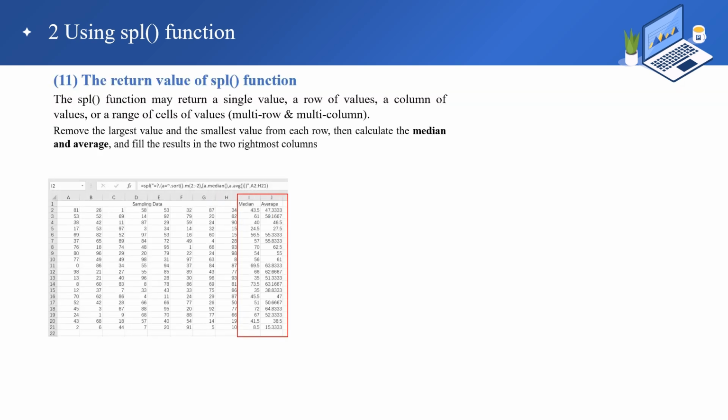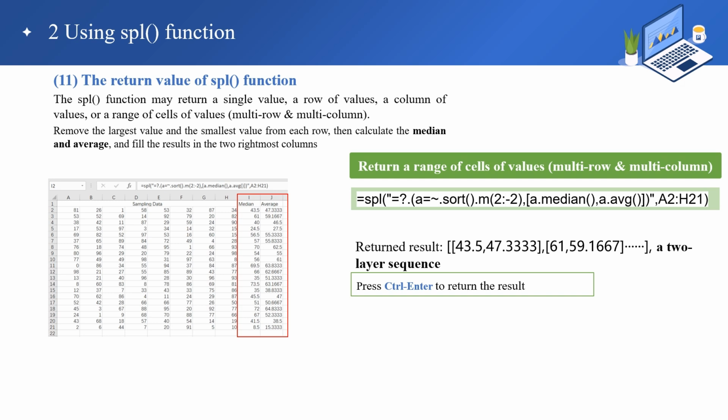Let's continue with this example. Now we want to add a requirement. After removing the largest value and the smallest value, calculate the average in addition to calculating the median, and then fill the results in the two rightmost columns. For this task, it needs to return a range of cells of values. The code is not difficult to write either, and you can still use the loop function. It only needs to calculate an additional average in the loop function, and put the average result into a sequence together with the median result. The returned result is a two-layer sequence in SPL, and will be displayed as a range of cells of values in Excel, that is, multiple rows and columns of data, as shown in the figure.